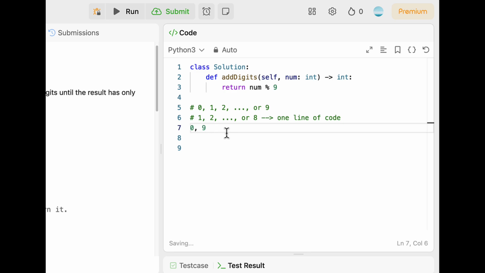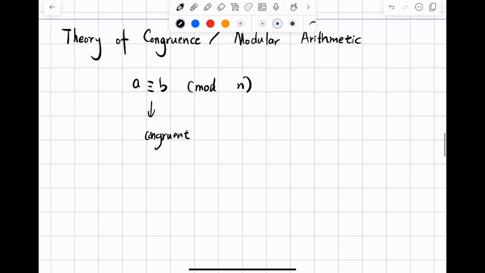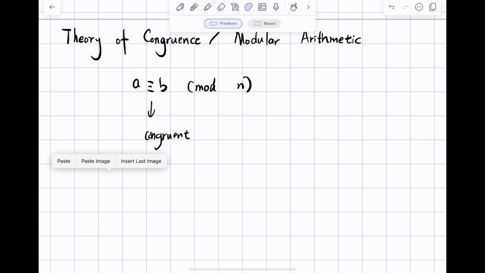So let me explain the mathematical parts behind this solution. Now, before we explain the solution, we need to learn the concepts of the theory of congruence, or you may have heard the name modular arithmetic. So the starting point is like this. We have A is congruent to B mod N, and the symbol here means congruent. So the informal definition is like this.